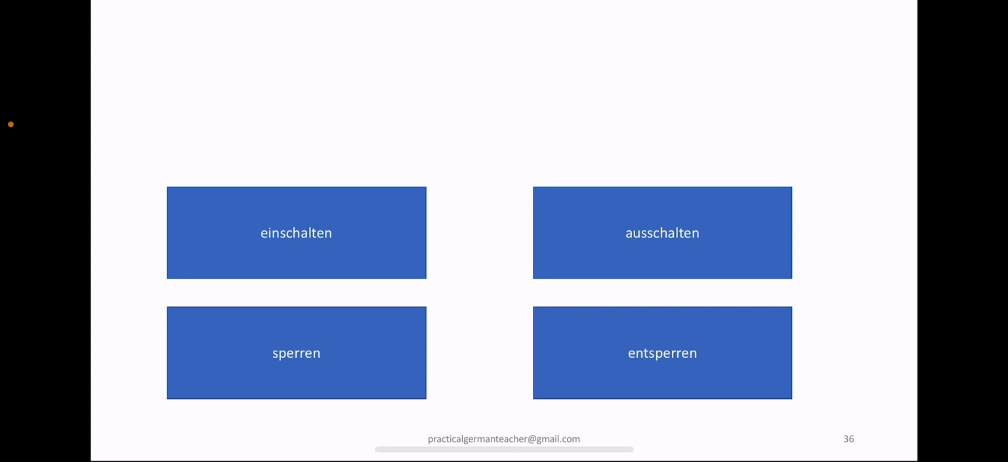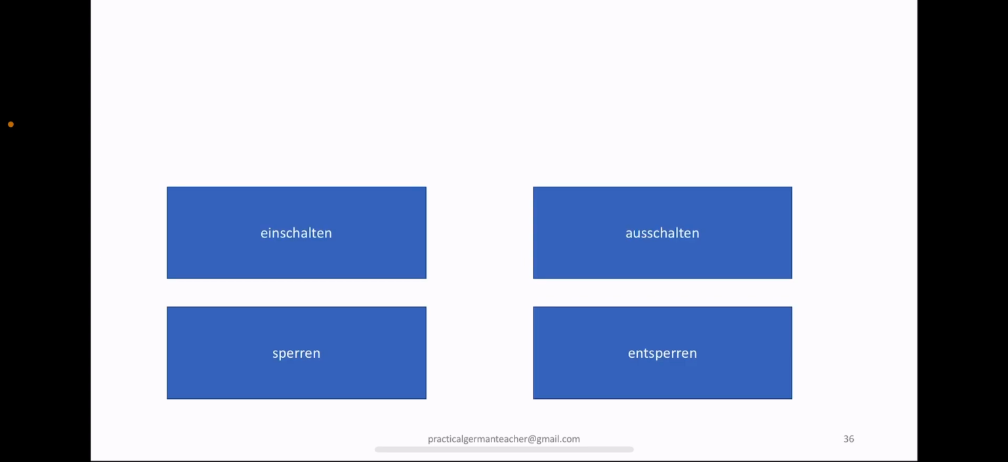Sperren and entsperren. If you don't know what this means, I can give you an example. Every month you must be getting an account statement from your bank, right? And that account statement, if you just forward me the email, the PDF I will not be able to open, right? Why? Because it needs a password. That means it is locked. I will have to unlock it with your birth date, right? So sperren is to lock, entsperren is to unlock.